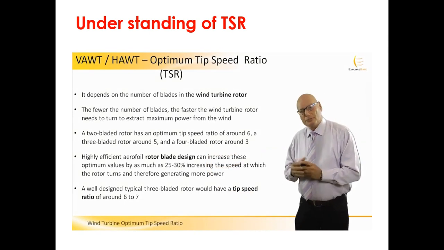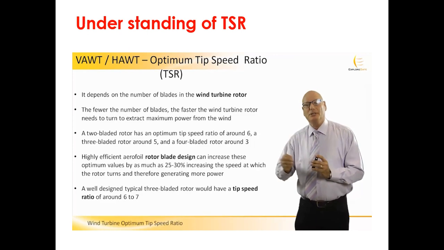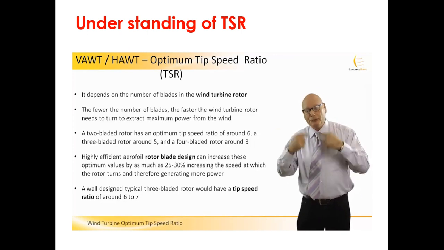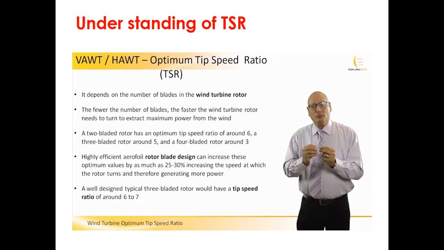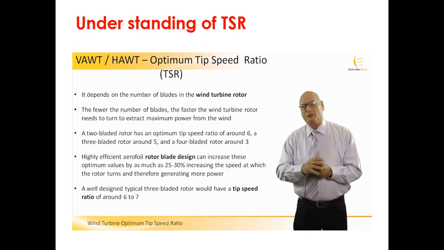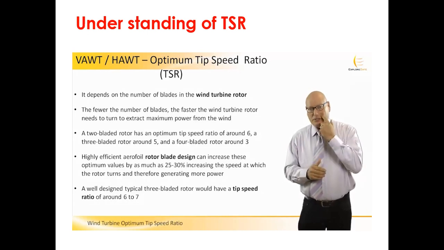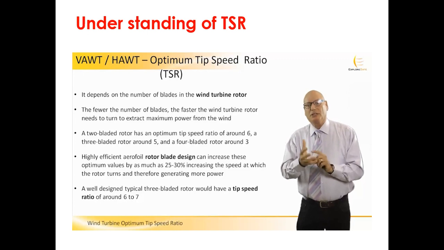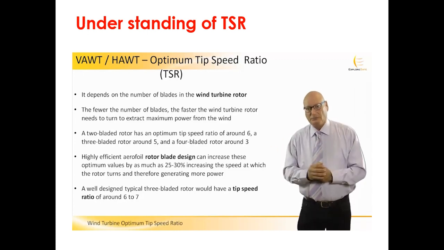As we've seen in previous pictures, the TSR depends on the number of blades in the wind turbine rotor. The fewer the number of blades, the faster the wind turbine rotor needs to turn to extract maximum power from the wind. Just a few examples. Two-bladed rotor, TSR around 6. Three-bladed around 5. Four-bladed around 3.